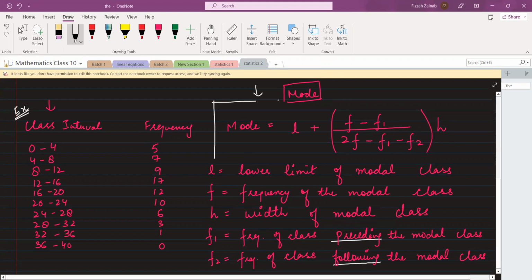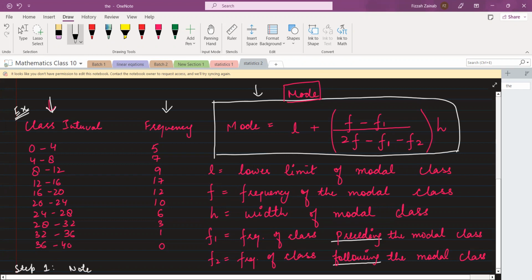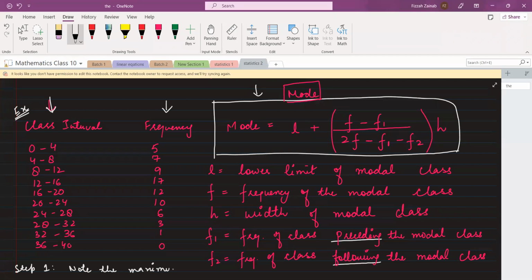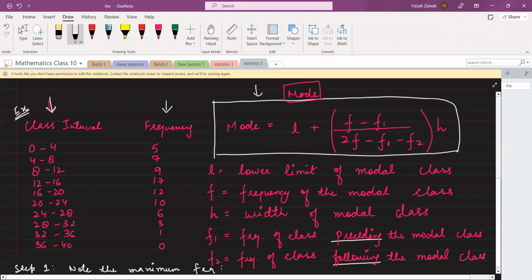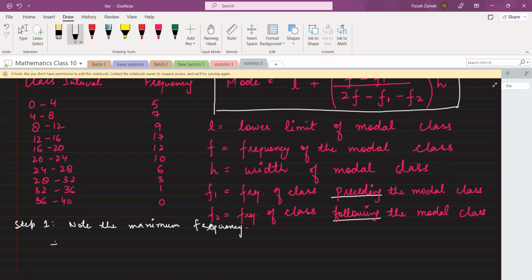All right, so this is the formula. Now I'll explain how to use it. Now first of all, let us understand each term. This is an example I have taken. So these are my class intervals and these are my frequencies, right? So the first thing, step one, you can say: note the maximum frequency. So the class corresponding to the maximum frequency is the modal class.